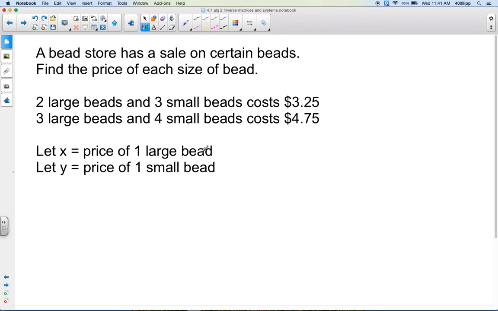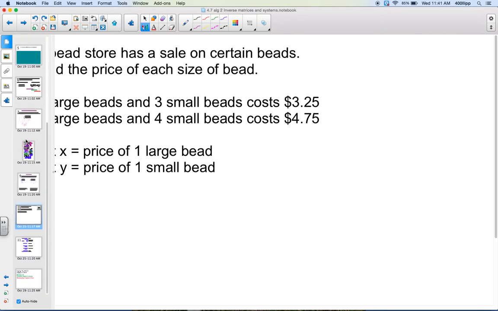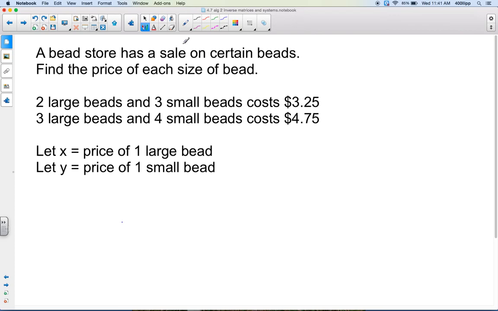Okay, and then this one here, last one, I believe. And yes, okay. So if we look here, this is talking about a bead store has a sale on certain beads. Find the price of each size of bead. We have 2 large beads and 3 small beads is this amount. 3 large beads and 4 small beads is this amount. We're going to let X be the large, Y be the small. So we're going to write this out.